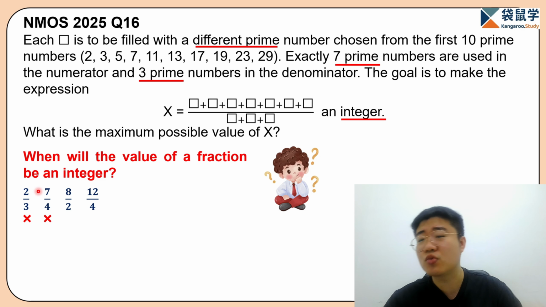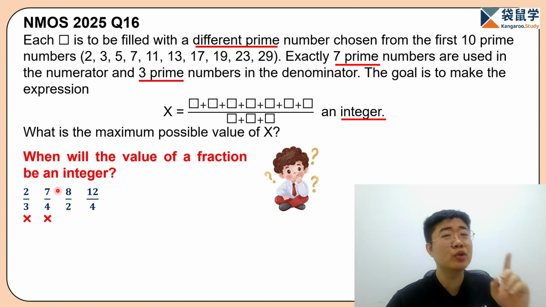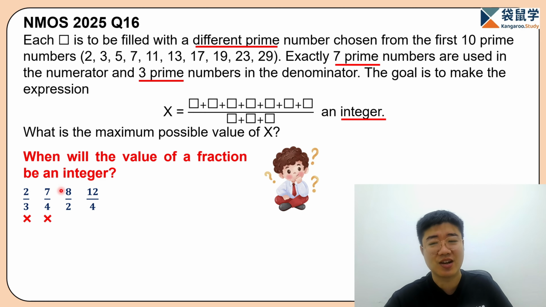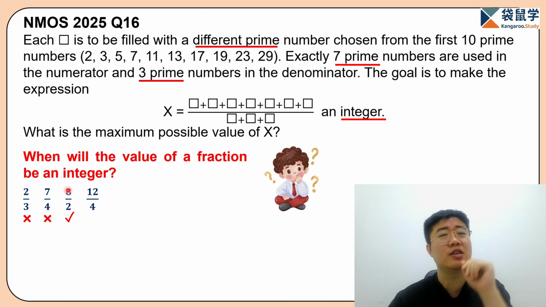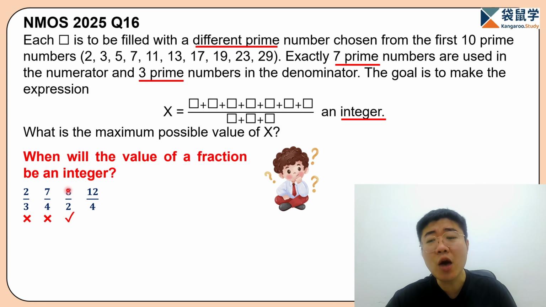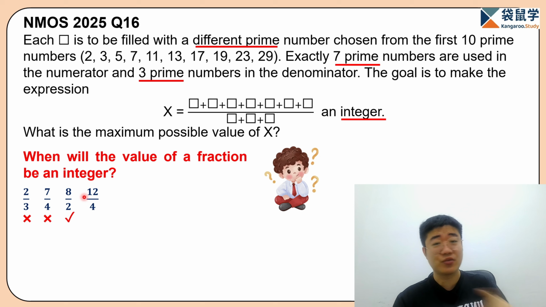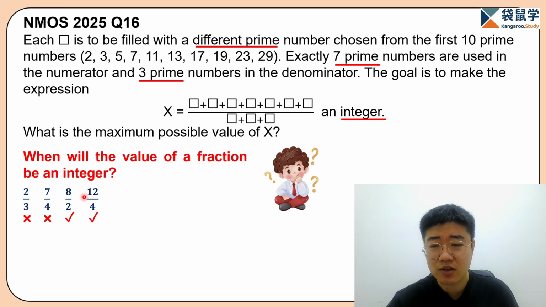If we look at the next one, 8 over 2. 8 over 2 is just the same as 8 divided by 2. So we know that this value is just 4. Oh, this one is an integer. Now how about 12 over 4? 12 over 4 is the same as 12 divided by 4. So we find out that this result equals 3. This is also an integer.